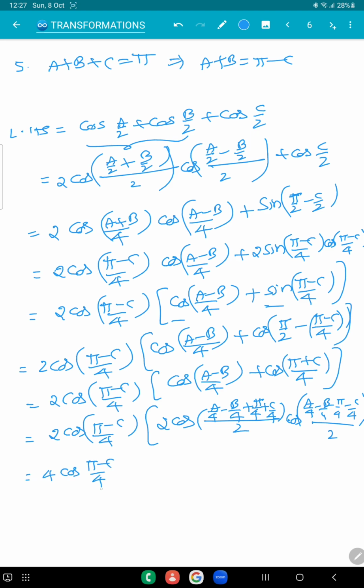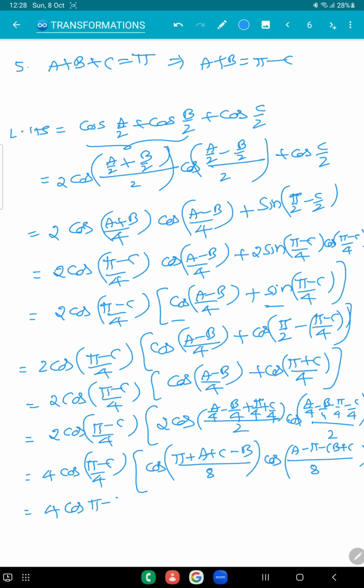4 cos((π−c)/4) times... be careful in this one. So with LCM 4, the cos of that is equal to, be careful, (π + a + c − b)/8, right? Good. This is equal to cos with LCM 8, so that is equal to (a − π − (b+c))/8. So we get 4 cos((π−c)/4).